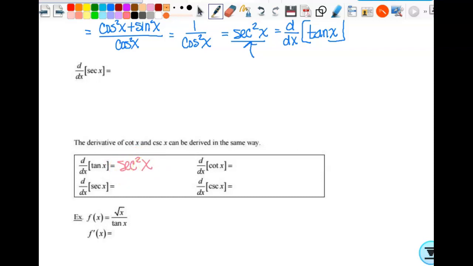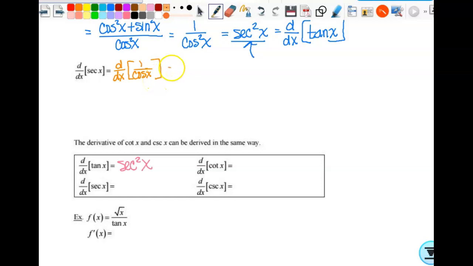Now we're going to derive the derivative of secant. Secant is the reciprocal of what? Cosine. So it equals 1 over cosine. So d/dx of 1 over cosine x. We good with that?